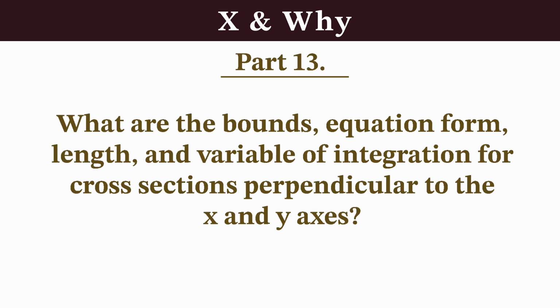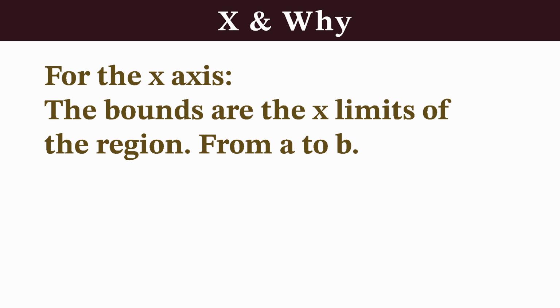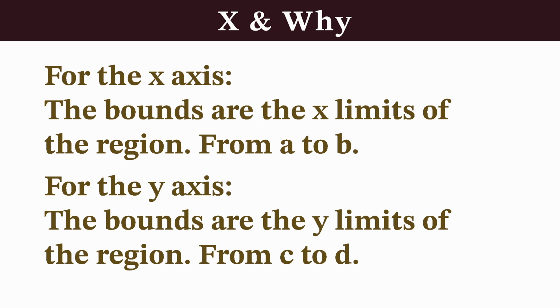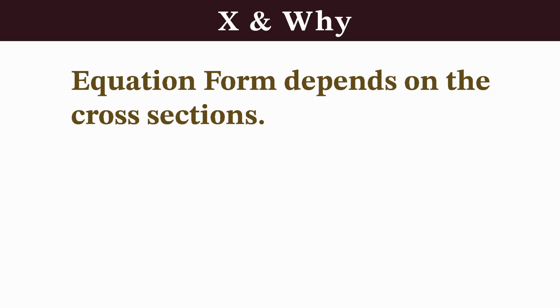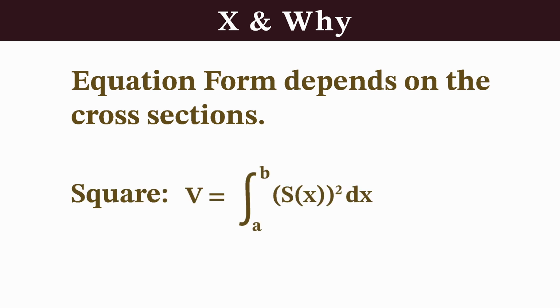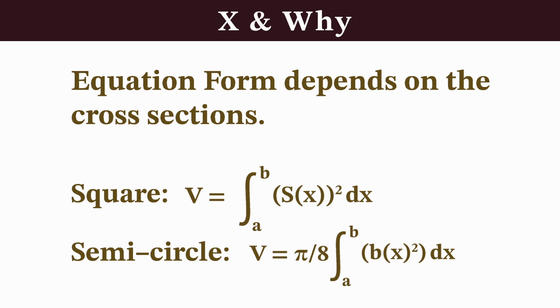Part 13. What are the bounds, equation form, length and variable of integration for cross-sections perpendicular to the x and y axes? For the x-axis, the bounds are the x limits of the region, from a to b. For the y-axis, the bounds are the y limits of the region, from c to d. The equation form depends on the cross-sections, for example square or semicircles. Those formulas were mentioned in previous parts.